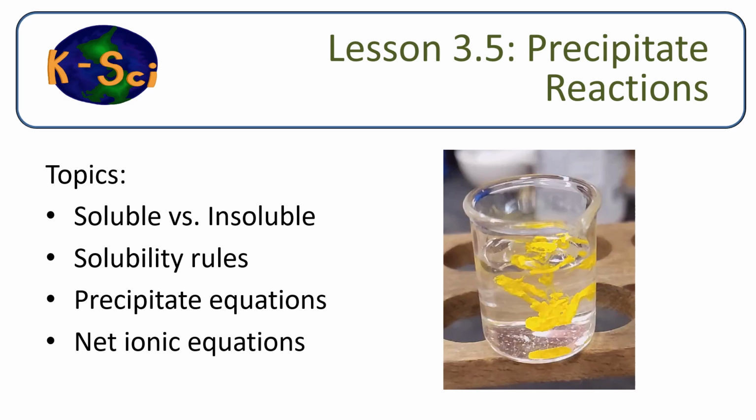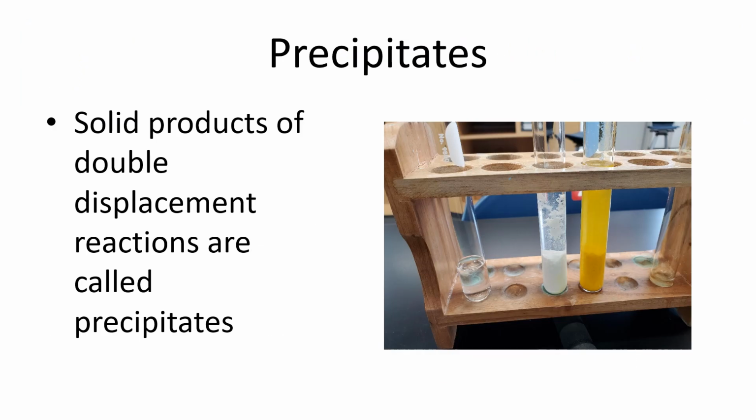Hello there. In this lesson, we're going to learn about double displacement reactions that form precipitates. In the example here, you can see that this reaction has produced this yellow substance that's actually a solid that will eventually sink down to the bottom and form a little powdery layer at the bottom of the beaker there. That's a reaction that makes a solid from two aqueous solutions, and that solid would be called a precipitate. So precipitates, as you can see, are the solids that form from reactions where you start off with aqueous substances and you end up with solids.